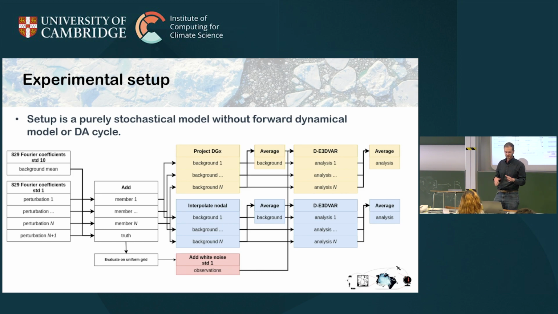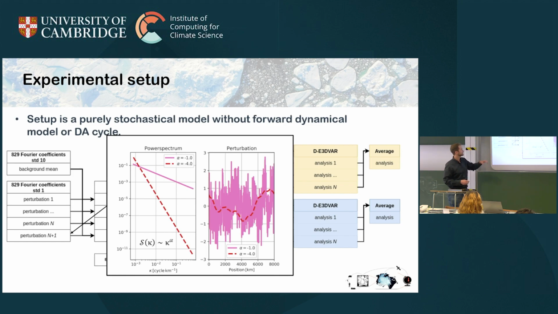so there's no physics in here, and what we've done is we generated an ensemble mean as a Fourier series. Then we generated perturbations to that mean. We did it using different spectra, a pink spectrum, the power spectrum as function of the wave number shown on the left, which, as this example of the perturbation shows, has a lot of small-scale error, and a red spectrum, which has more large-scale errors.